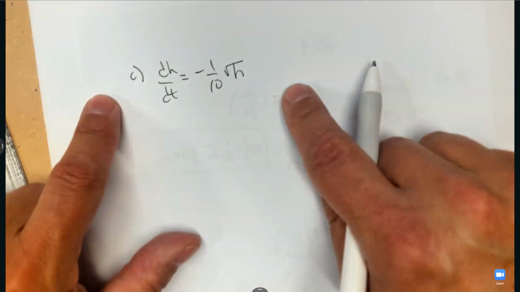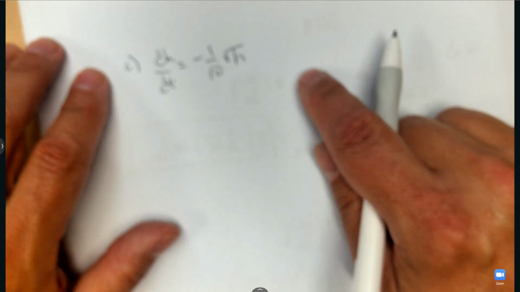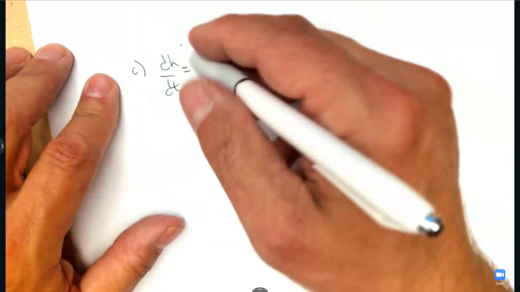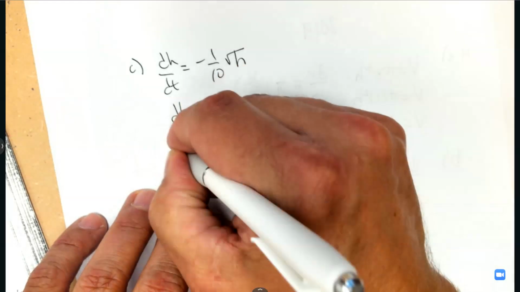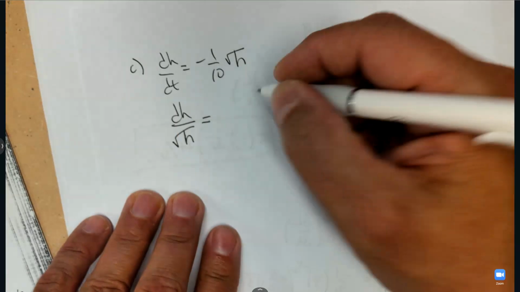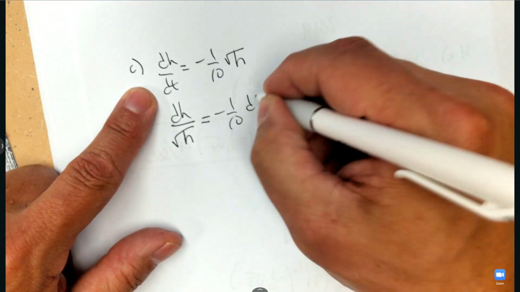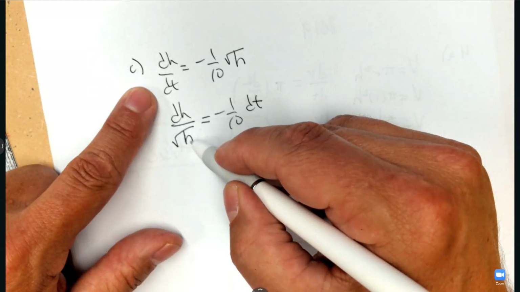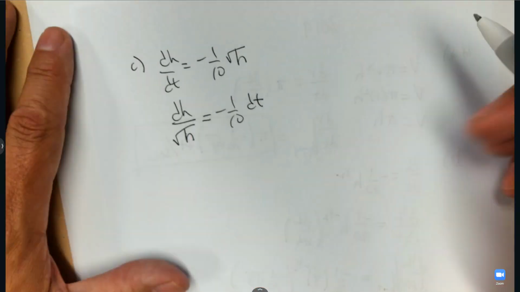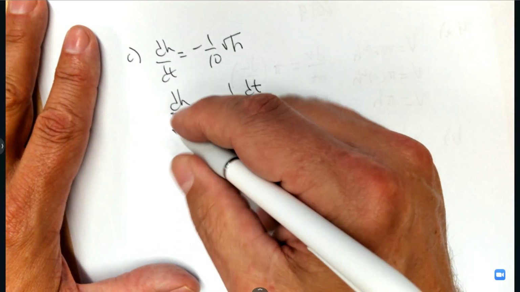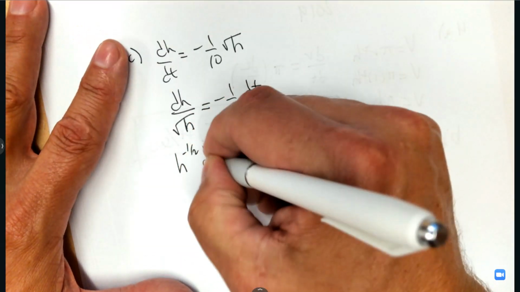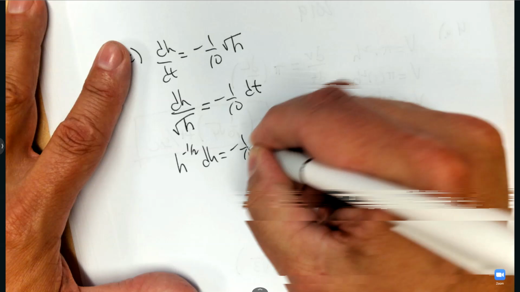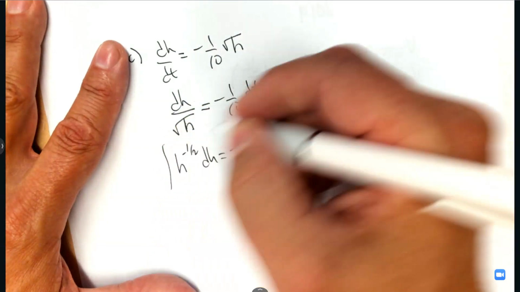First of all, we're going to multiply and divide to get the variables together on one side. So I'm going to divide by the square root of h. I'm also going to multiply by dt. So I divided and I multiplied, so the h's are on one side and the t's are on the other side. I'm going to write this friendly, and then I'm going to integrate it.